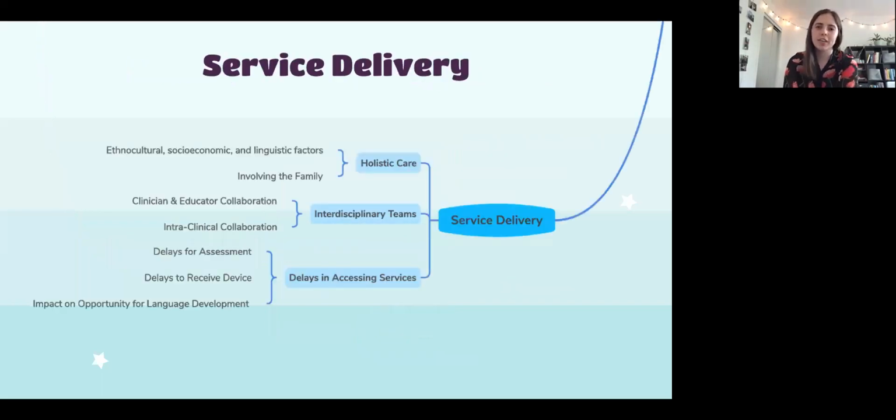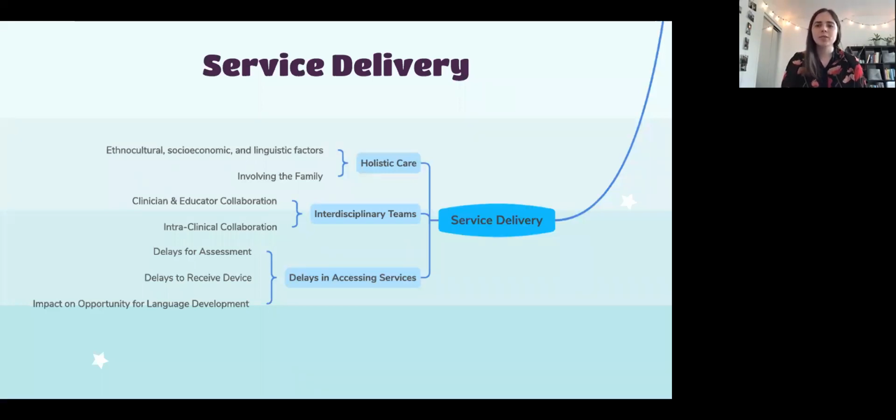For service delivery, we found that barriers and facilitators were related to holistic care, interdisciplinary care, and also delays in accessing services. Holistic care really does encompass a lot of what we're talking about today, and just means taking a broader approach to care, considering all aspects of the child's physical and social environments, including the ethnocultural, social, socioeconomic, linguistic factors of their environment, to really help find and implement a device that can fit best within a child's day-to-day life and within their family, their community, and their school.